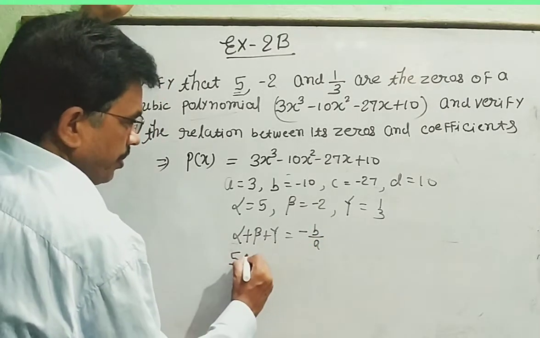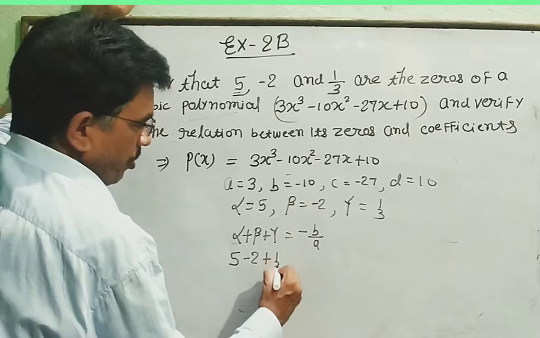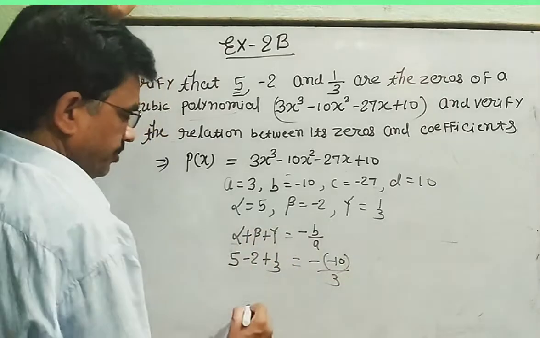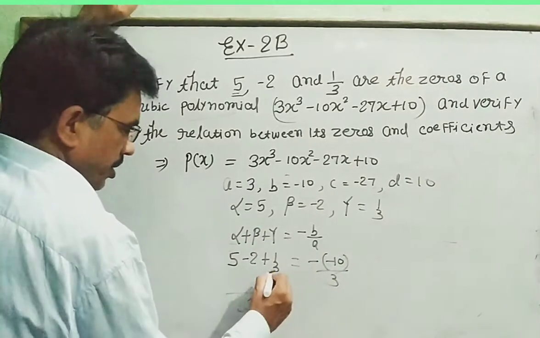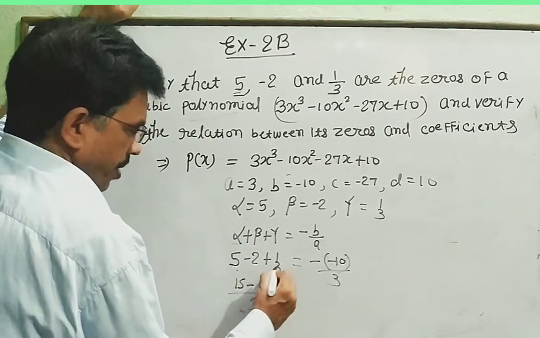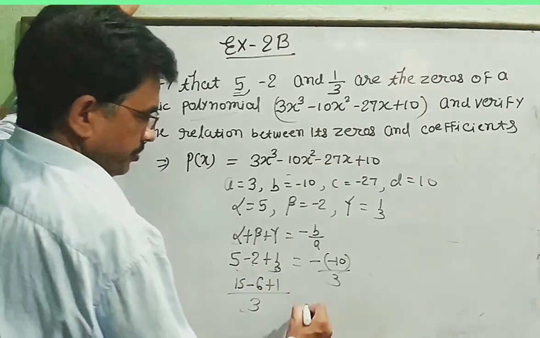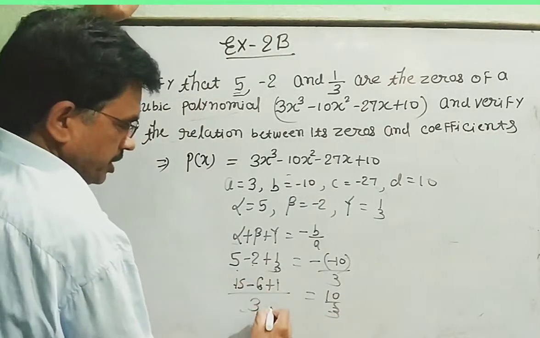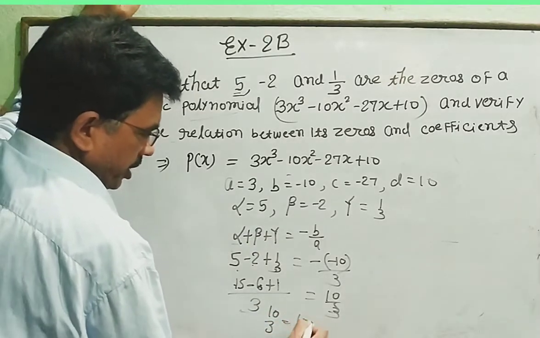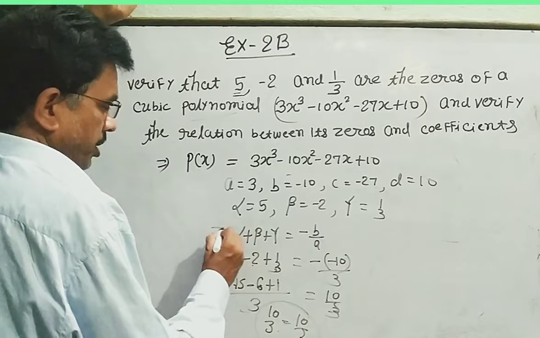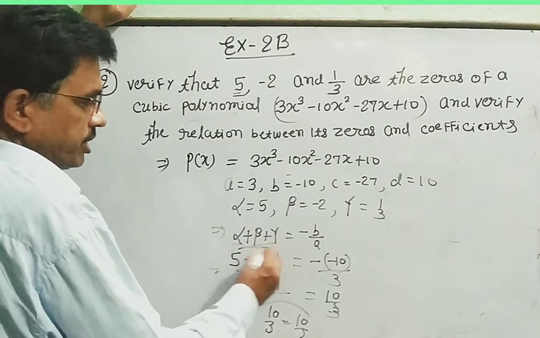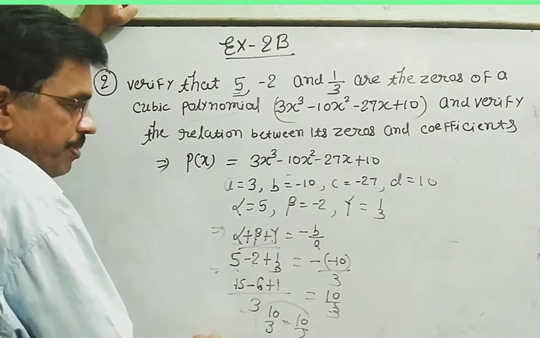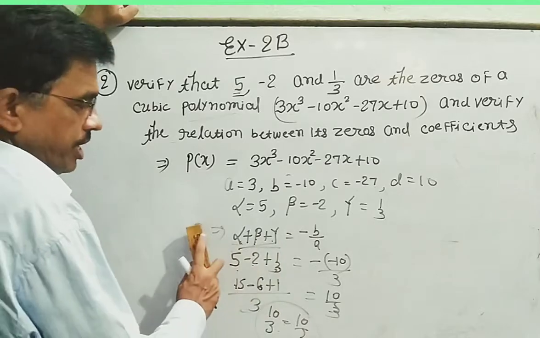What is alpha plus beta plus gamma? 5 minus 2 plus 1 by 3, and minus b by a is minus of minus 10 by 3. Take the LCM, that is 3: 15 minus 6 plus 1, that is 10 by 3, which is equal to 10 by 3. This is the condition that verifies the relationship between the zeros and coefficients. So the first relation, alpha plus beta plus gamma is minus b by a, and both are 10 by 3, so it is clear that the equation is verified.